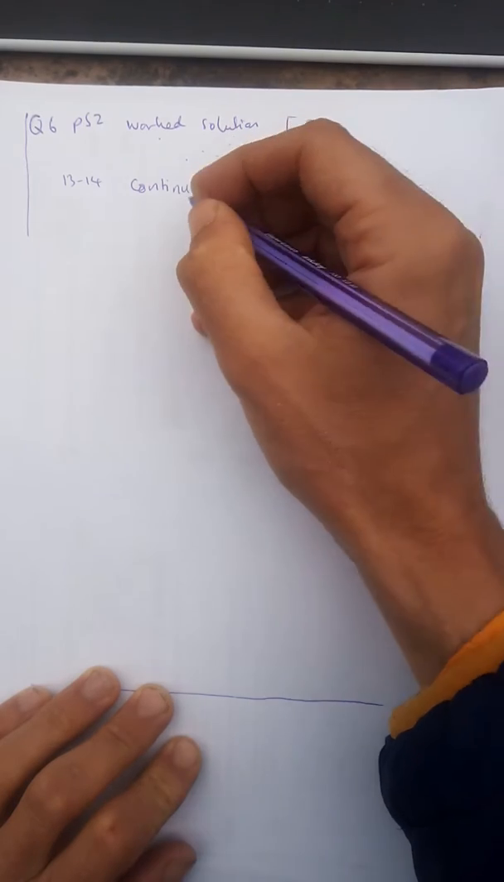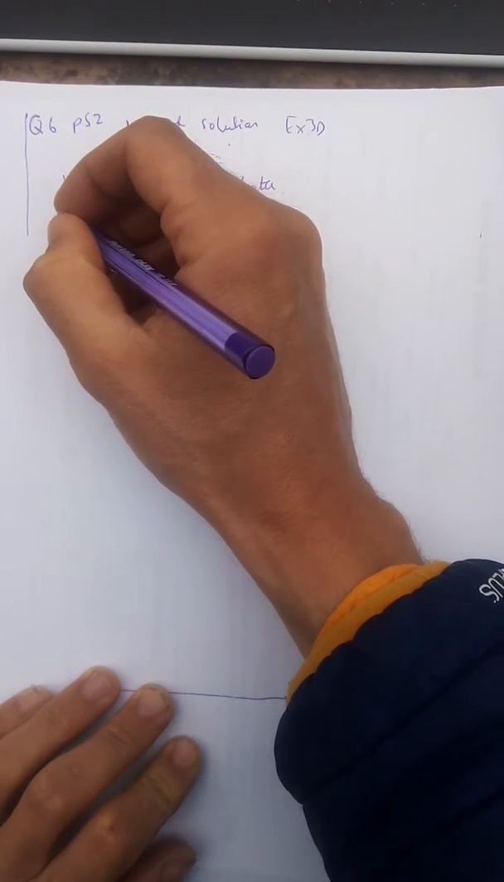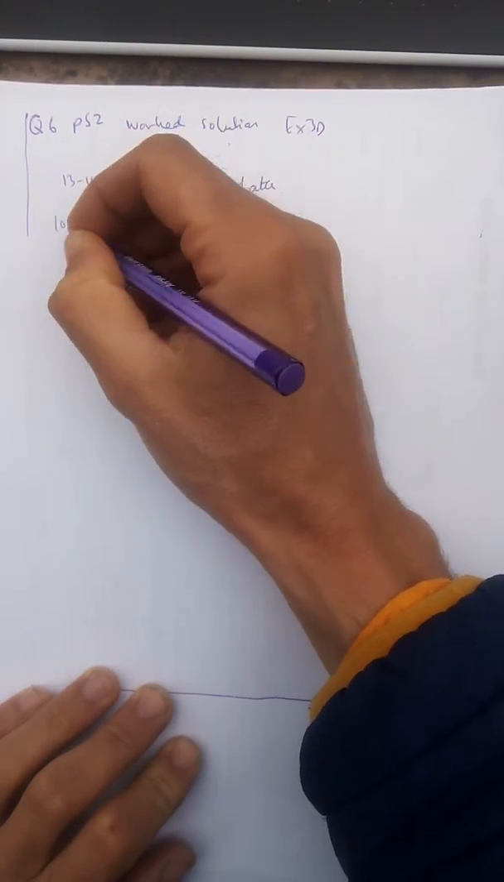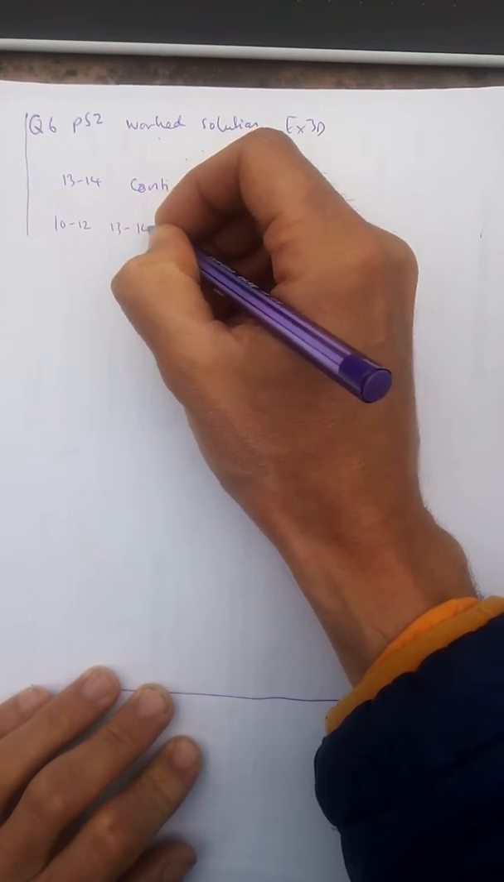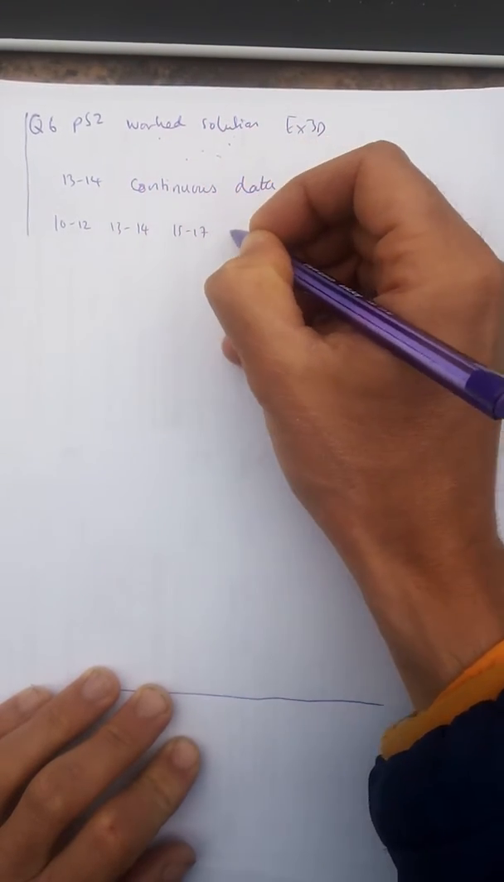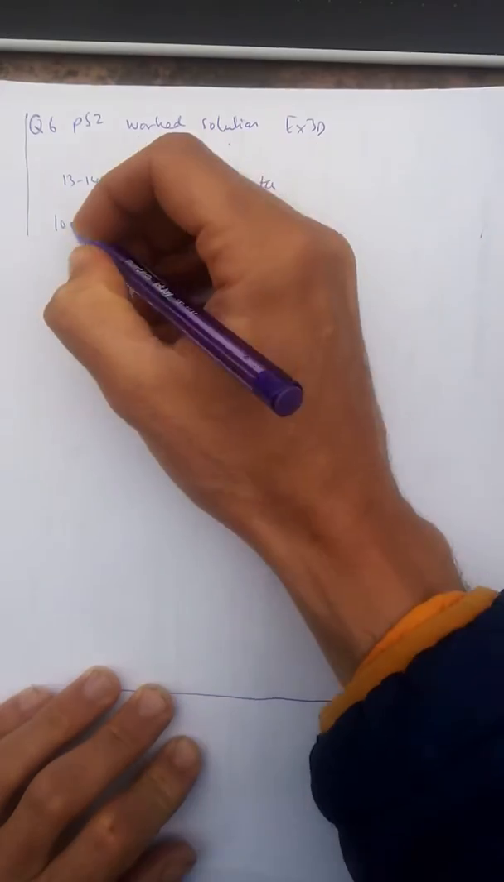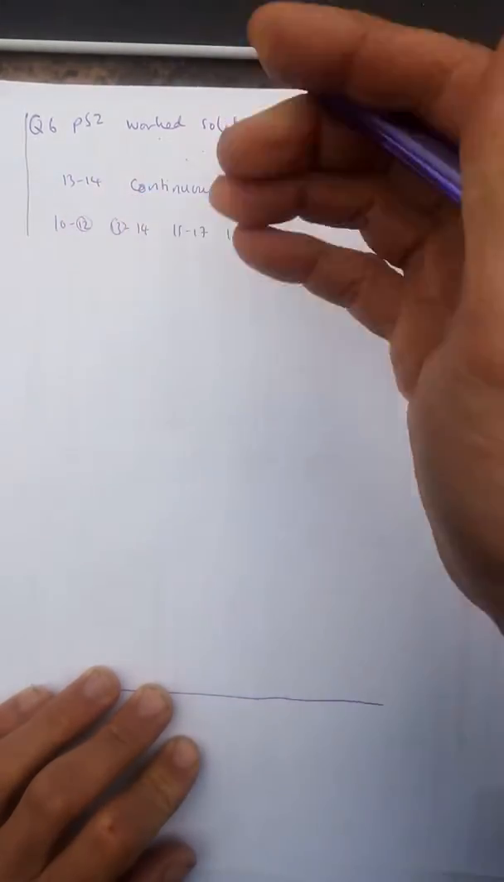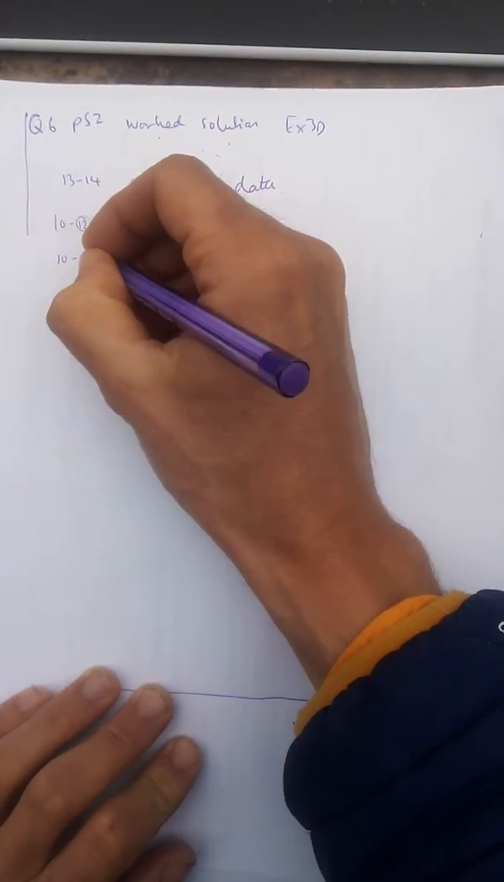So at the moment we've got 10 to 12, 13 to 14, 15 to 17, and 18 to 25. But there are gaps. What I mean by gaps, there are gaps in here. They need to be the same number. So we just close them equally.